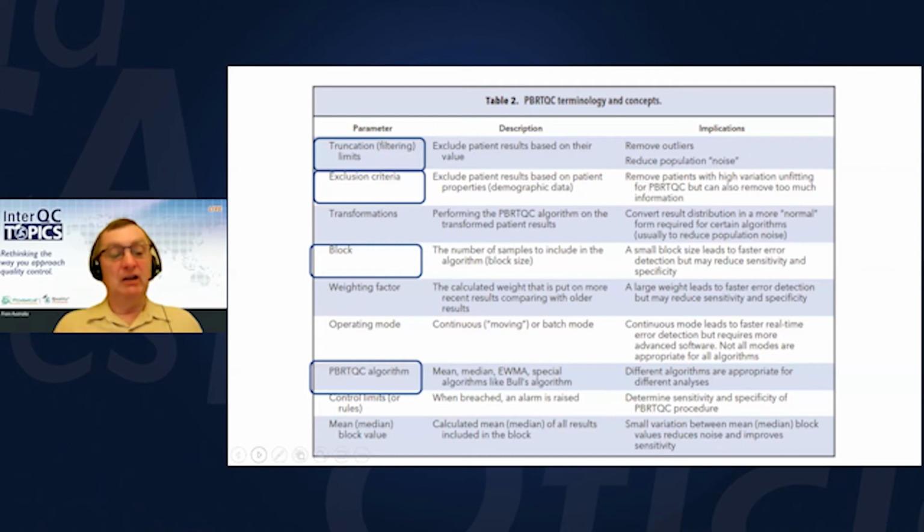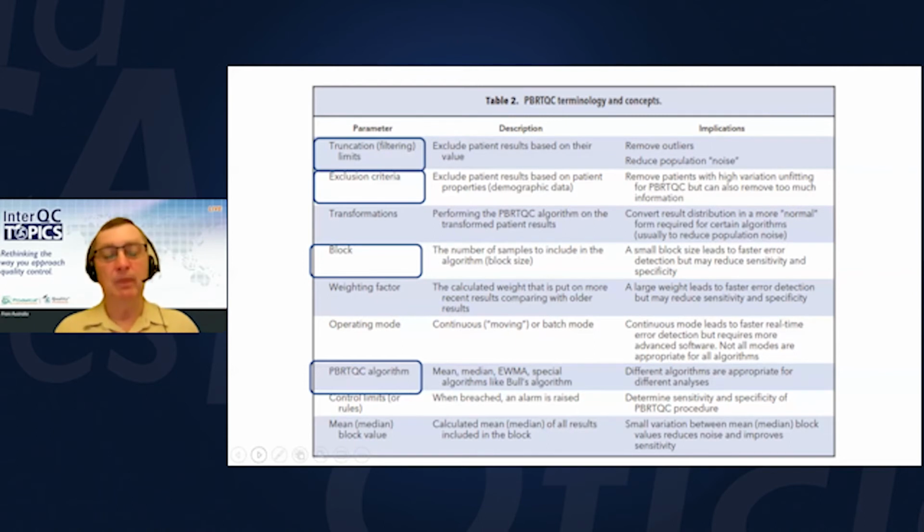And then, of course, another key parameter is what algorithm you are actually going to use. I've kept on talking about means, taking a mean of the last 10 or 20 or whatever it was, but you can use lots of different algorithms. You can use a median, particularly if the patient results are not normally distributed. If there's a skew in the distribution, like for some enzymes, for instance, you might want to use a median rather than a mean, because we all know that medians are less affected by the distribution.